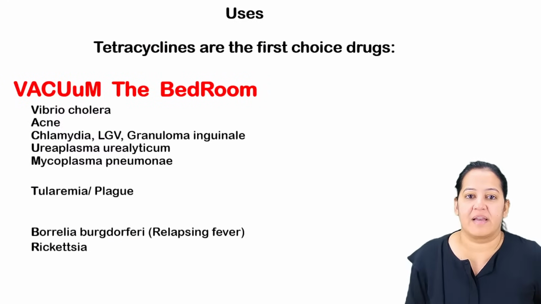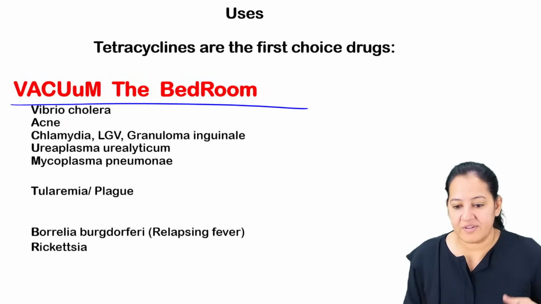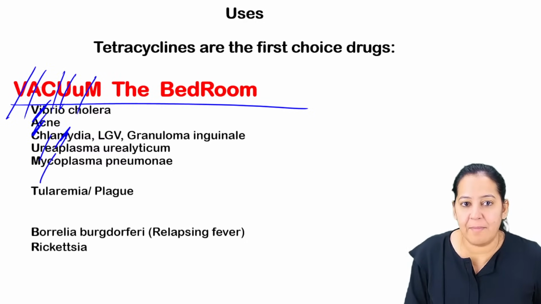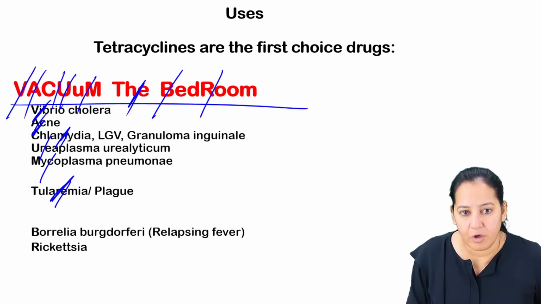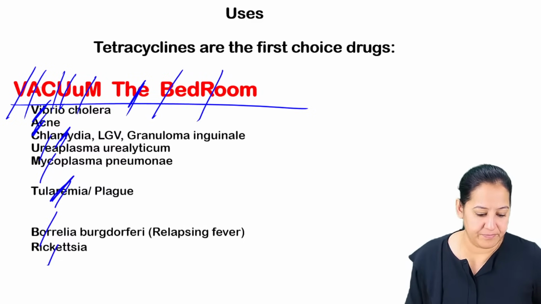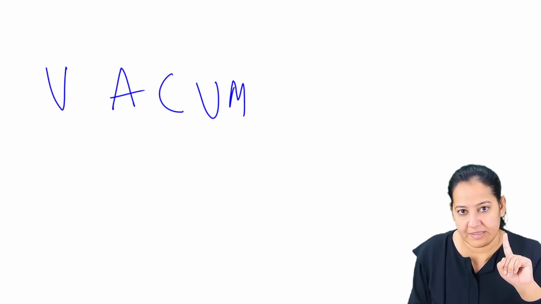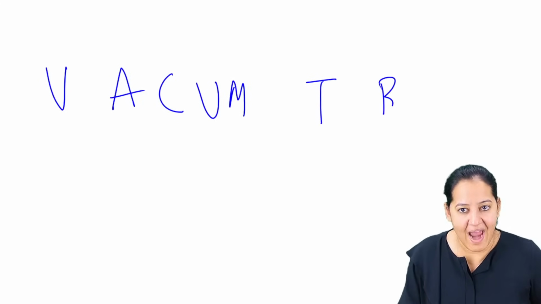Coming on the uses. The uses of the tetracycline. The mnemonic is vacuum the bedroom. Tetracycline is first choice of drug in vacuum the bedroom. V stands for Vibrio, A for acne, C for chlamydia, U and M, ureoplasma, mycoplasma, bhai. ठीक है? T is tularemia, bedroom, Borrelia and Rickettsia. Say yes. Borrelia and rickettsia. So vacuum. Vacuum mein only one C is there. It's not double C.